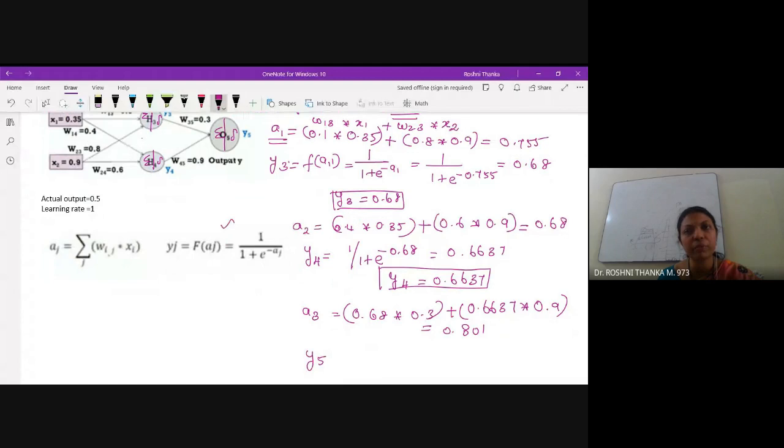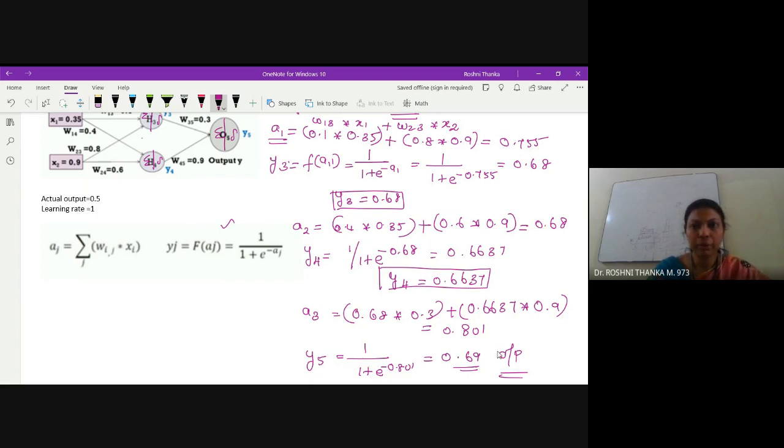The output of the activation function itself, the output. That is why y5 is equal to 1 by 1 plus e power minus 0.801. So the output for this is 0.69. Okay, so we completed the feed forward. We've moved forward from the input layer to the output layer, and this is the output we get out of this neural network.